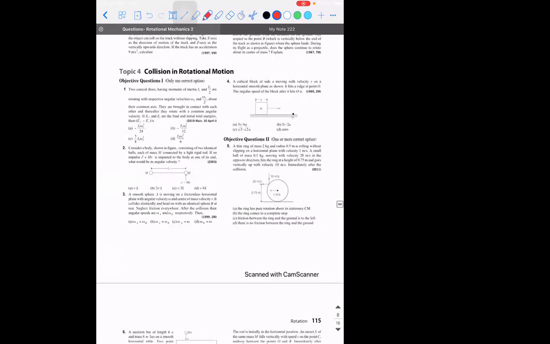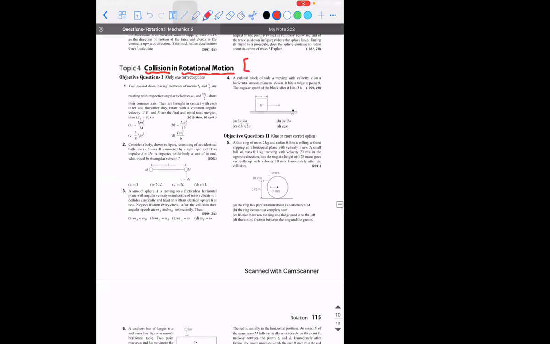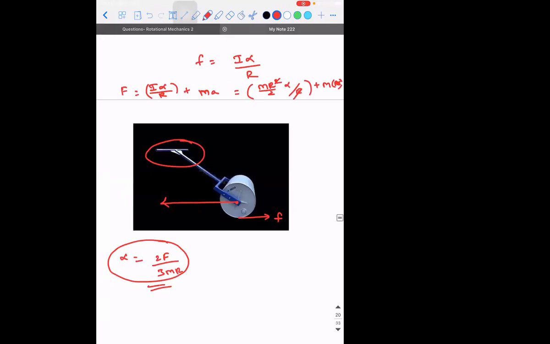So that is all about pure rolling. Now we will do some problems which are based on collision and rotational motion. When we speak about collision and translational motion, what comes to our mind? When we speak about collision, what are the physical quantities that are conserved? Linear momentum and kinetic energy. Depending on which of the physical quantities is conserved, collisions are classified into two types. What are they? Elastic and inelastic.